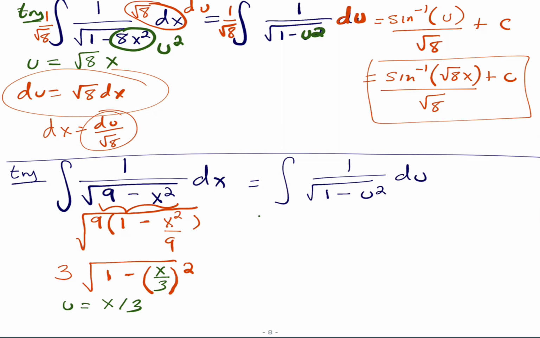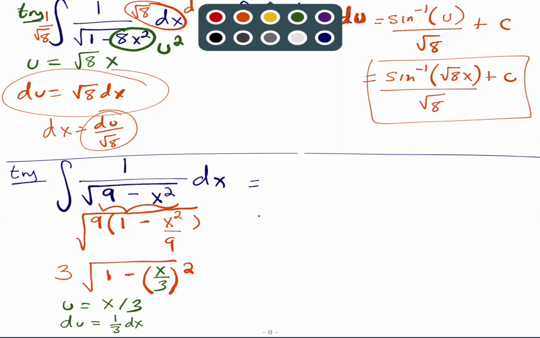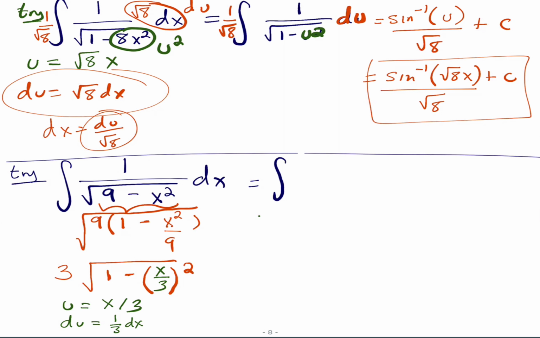So then, what's du going to be? One-third dx, right? Do you guys agree with that? Okay, so I think maybe we would benefit from doing this in 2 steps. So let me erase that first for a little. Okay, so let me rewrite. I'm going to have, this is equal to the integral of, so I have 1 here, right? And then I have 3 down here, the square root of 1 minus x over 3 squared, and then dx, like that. So does that make sense?